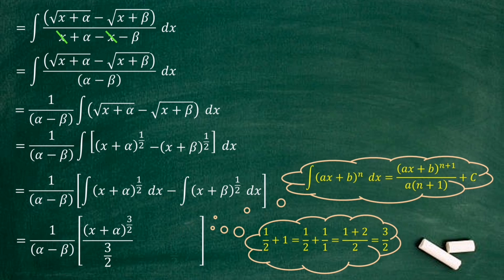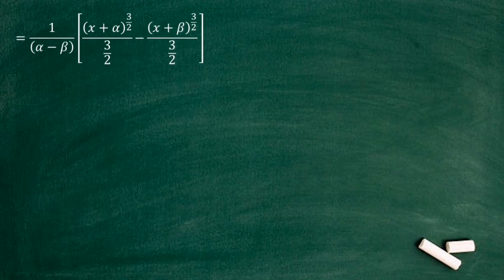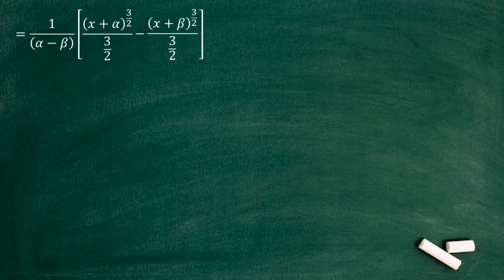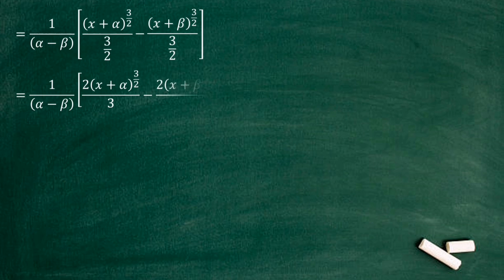Integral of x plus beta to the power of half we can write as x plus beta to the power of 3 over 2 divided by 3 over 2. The denominator of the denominator becomes the numerator. So we can get the final answer as 1 over alpha minus beta, within brackets, 2 times x plus alpha to the power of 3 over 2 over 3 minus 2 times x plus beta to the power of 3 over 2 divided by 3.